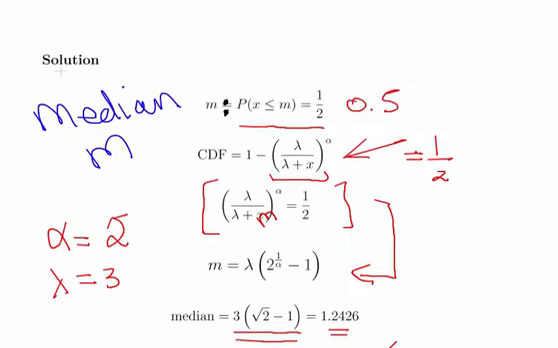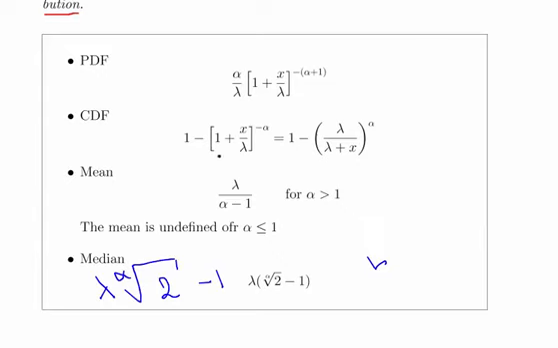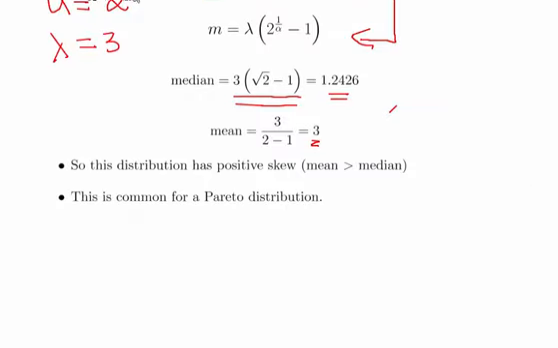This is from the tables that you can use, this expression here, and remember alpha is greater than 1. So this is our value for the median, and this is our value for the mean. So essentially it has a positive skew, since the mean is greater than the median. And just as a quick remark, you'll probably find that that is pretty much common for the Pareto distribution. All right, we'll leave it there. That's grand. A nice one to get started with.